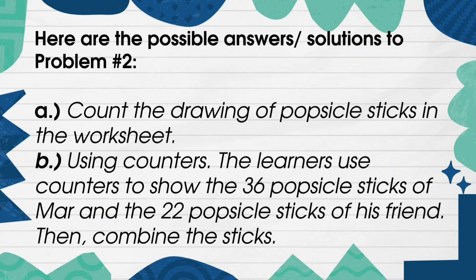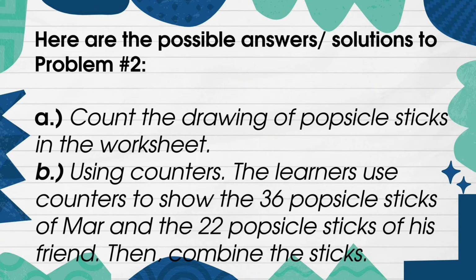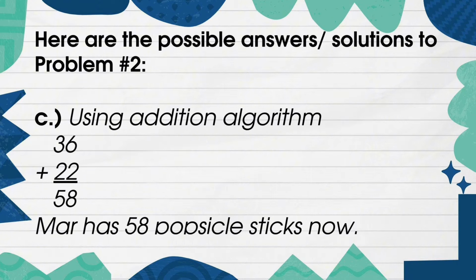A. Count the drawing of popsicle sticks in the worksheet. B. Using counters, the learners use counters to show the 36 popsicle sticks of Mar and the 22 popsicle sticks of his friend. Then combine the sticks. And C. Using addition algorithm. 36 plus 22 is equal to 58. Mar has 58 popsicle sticks now.